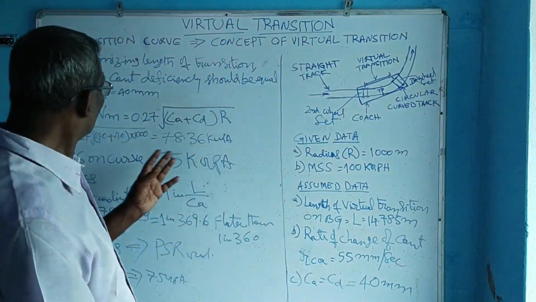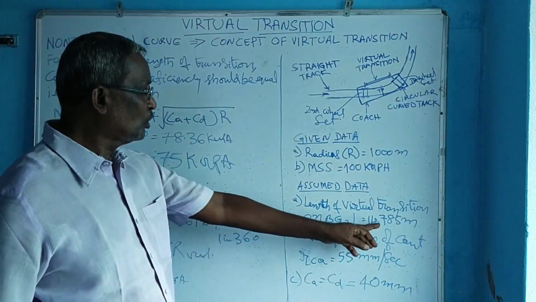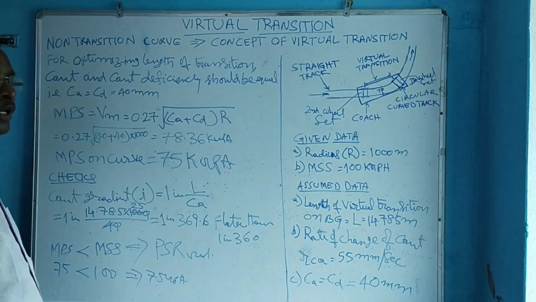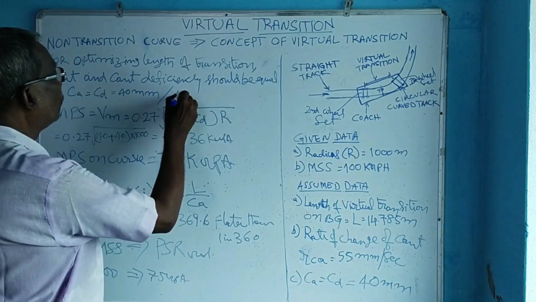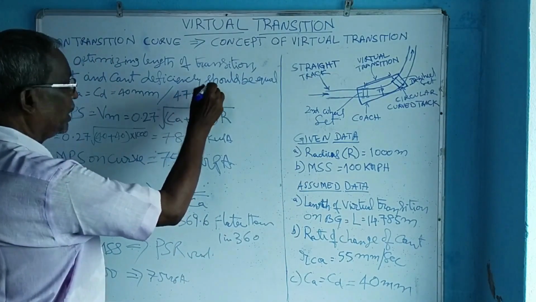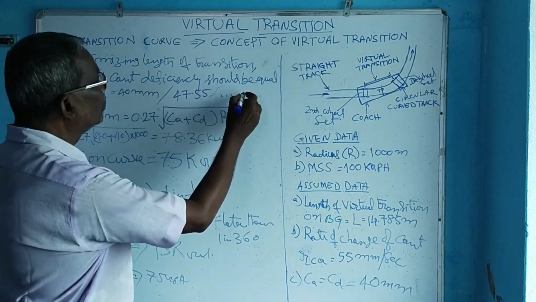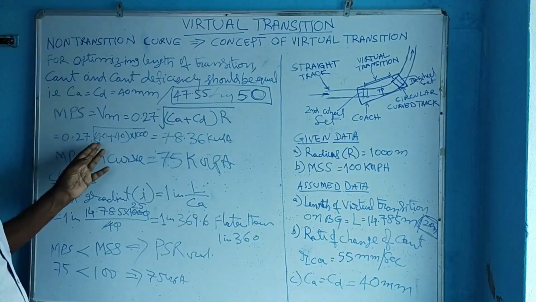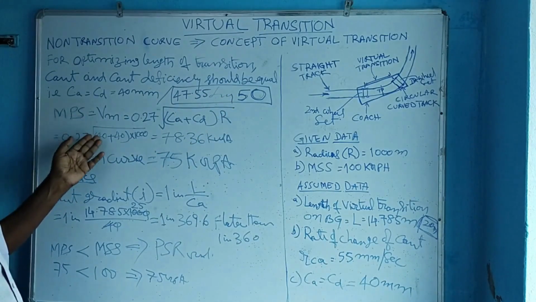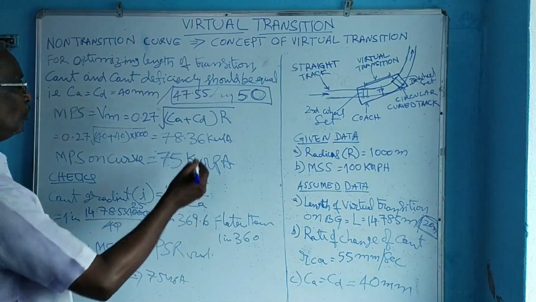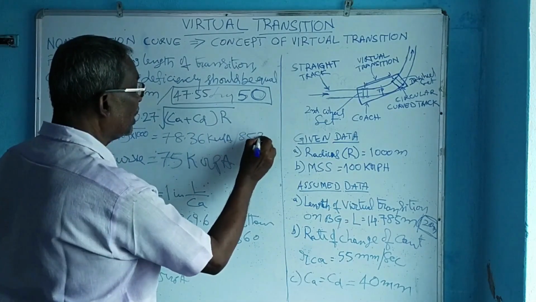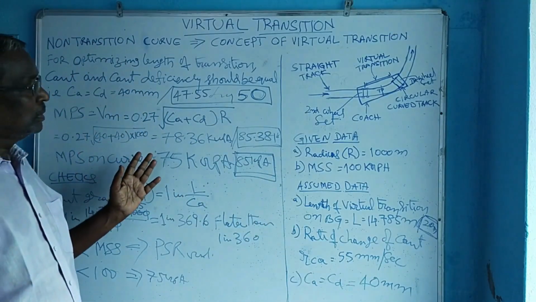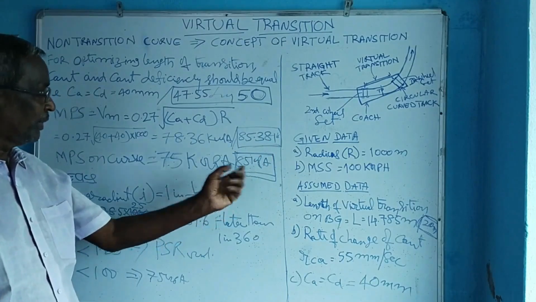For calculating the actual cant, L was 14.785. You can substitute the value of 20 meter. You may get 47.55. Say we can take 50. So this is practical. If we provide CA equal to 50 and CD equal to 50 for the maximum speed calculation, we may get 85.381. This is practical. Maximum permissible speed of the particular curve is 85 kmph.